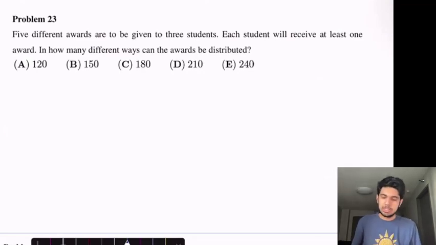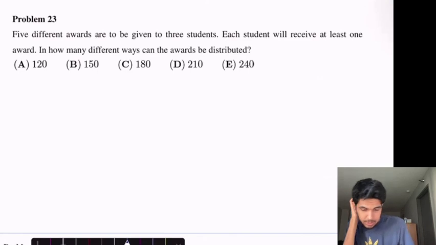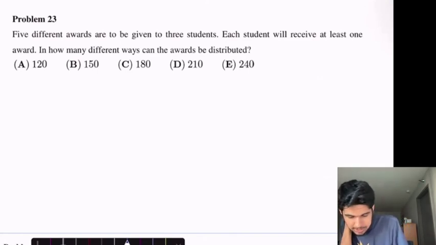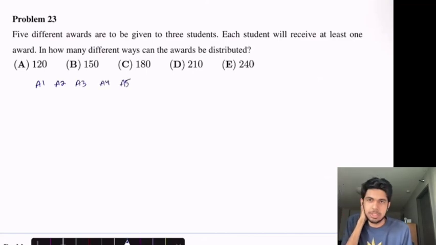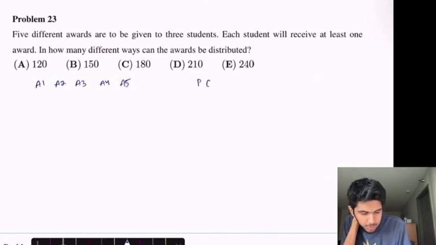5 different awards are to be given to 3 students. Each student will receive at least 1 award. In how many different ways can the awards be distributed? So let's call the awards A1, A2, A3, A4, A5, right? And they're all different from each other as designated by the numbers. And we'll call the students P, Q, and R.